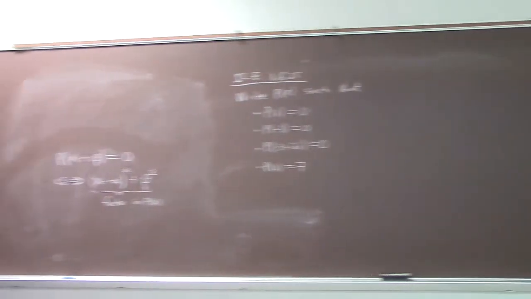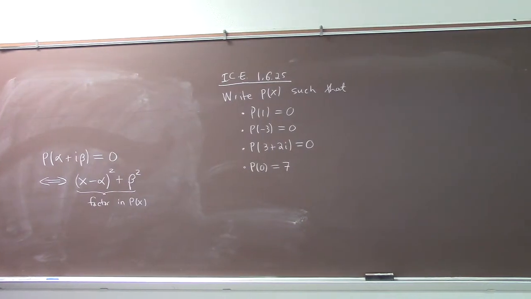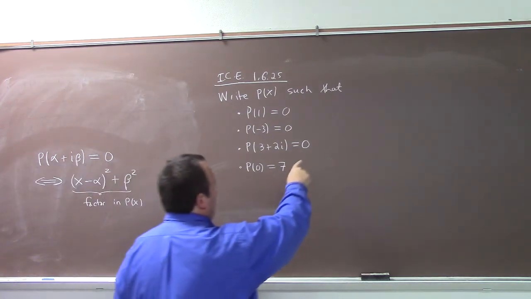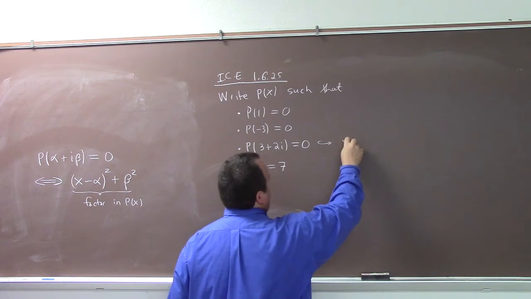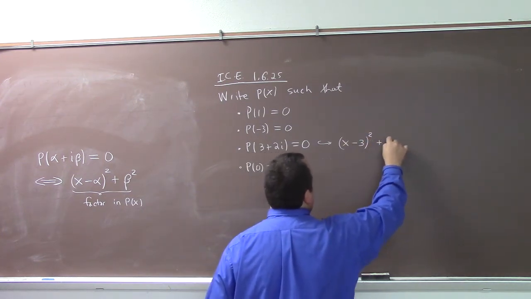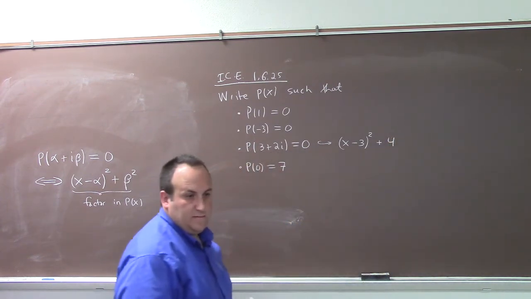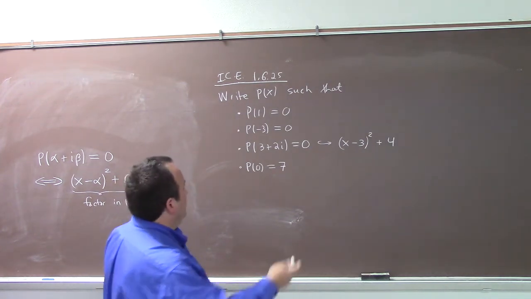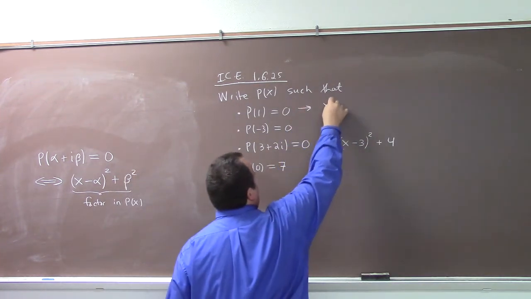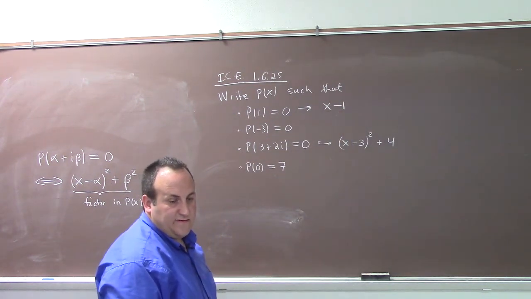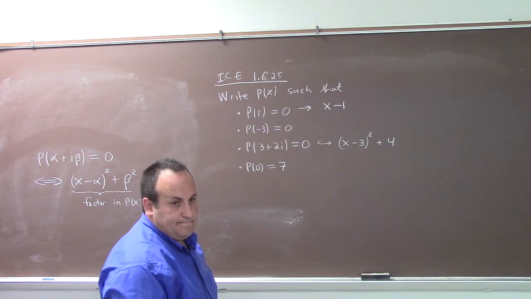So what does that suggest to us? This one gives us an (x minus 3) quantity squared plus 4 factor. That's a factor in our P of x. Now, basic factor theorem, this one gives us what? This gives us an x minus 1 factor, right? How about the minus 3, P of minus 3? If that's a 0, what's a factor? X plus 3, right?